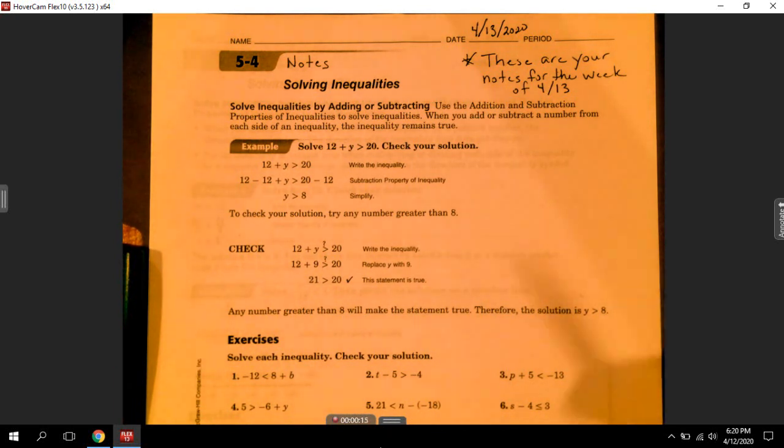So just like last week, the notes that I'm about to go over cover the notes for the whole week, and then the rest of the packet will be your work for the whole entire week. So it's just one packet again. Hopefully that worked out well last week.